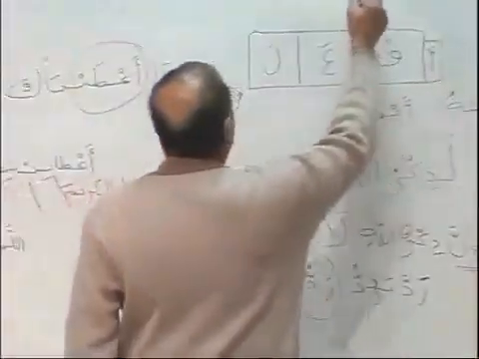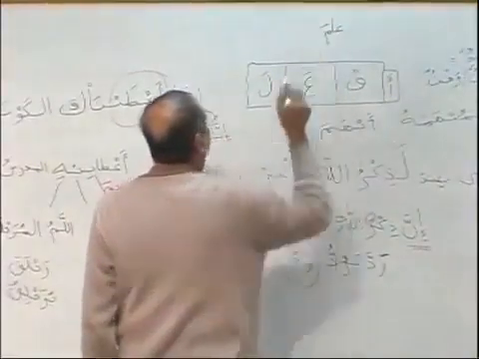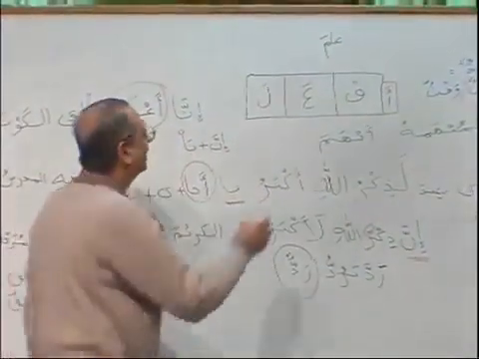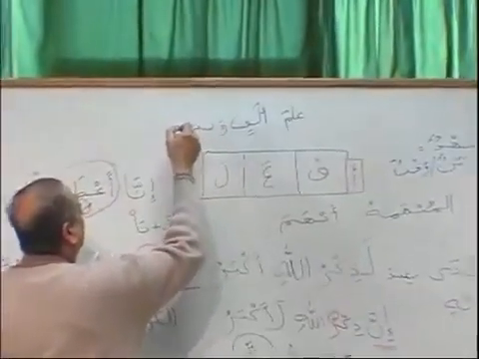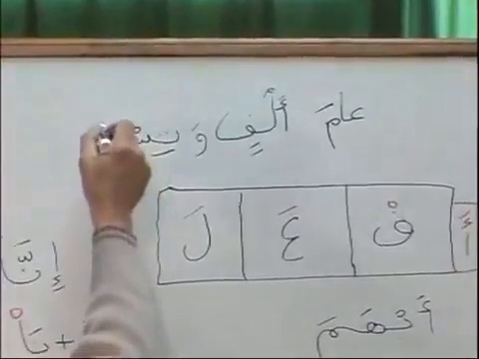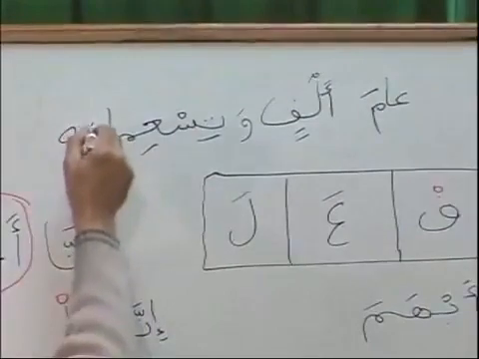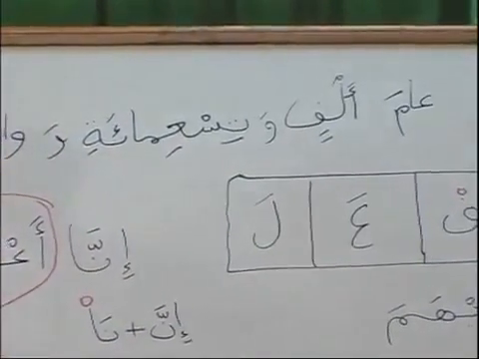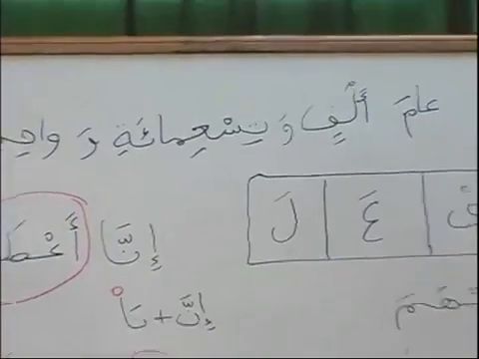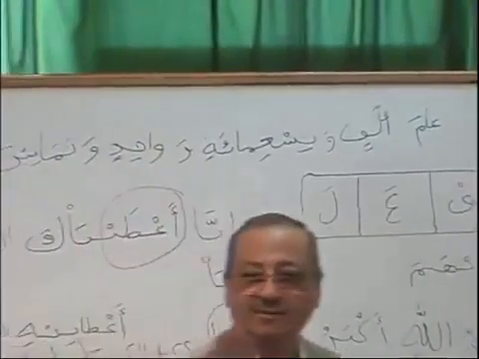Okay, brothers and sisters. Aslamtu ama alfin wa tis'ami'atin wa wahidin wa thamanin. You want to write down? Write down, brother. Aslamtu ama. See, with single fatha, so it is mudaf. What is mudaf ilayhi? Alfin wa mi'atin wa wahidin wa thamanin. Got the idea, brothers and sisters?